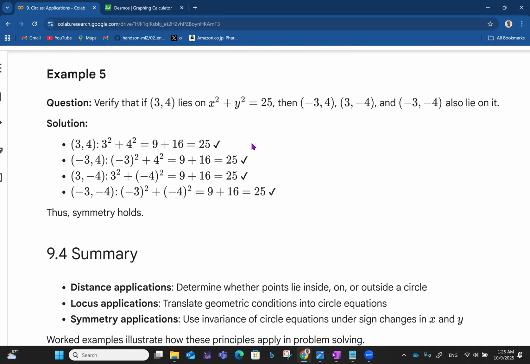Verify that 3, comma 4. Okay, in fact, that's just what I did. Verify that (3, 4) lies on x squared plus y squared equals 25. Then (-3, 4), (3, -4), and (-3, -4) also lie on it.